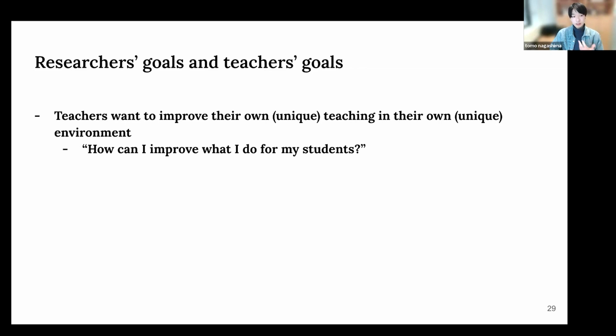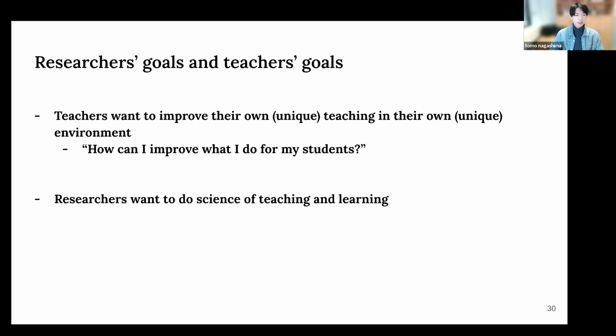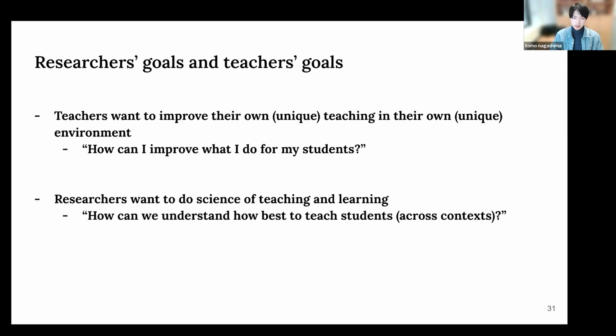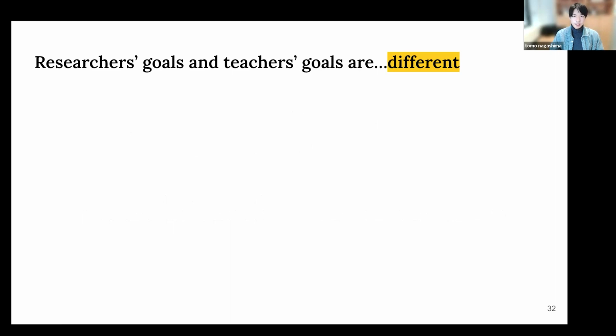On the other hand, researchers in general, although there are different researchers with different interests, want to do science of teaching and learning. What this means is that oftentimes we think about how we can understand how best to teach students, not only in this specific classroom or set of students in this particular school, but we hope to understand something that works across contexts, so that we can say this is an effective methodology or strategy that can be used in any classroom, for example. So although we are going in the same direction in terms of improving teaching and learning, we have slightly different goals and mindsets.